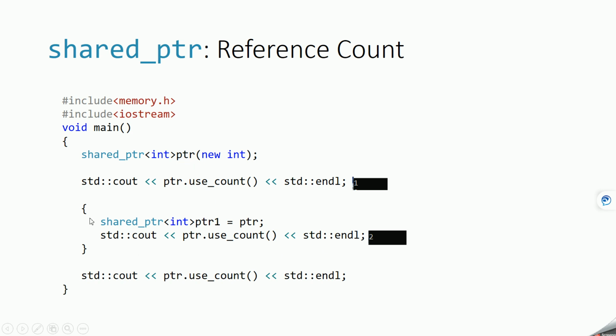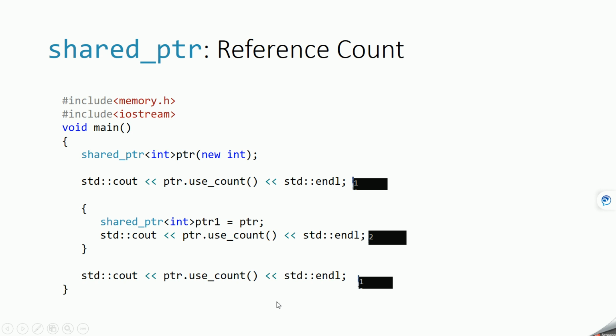Now the scope of this ptr1 is within this bracket itself. So when this bracket ends, the scope of ptr1 goes out. If you try printing the reference count again at this time, it will give you 1, because the reference count will be decremented as ptr1 is going out of scope.